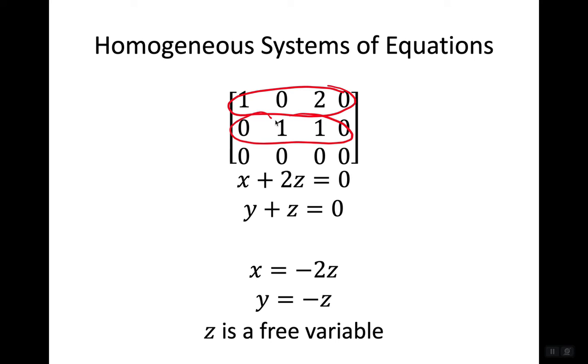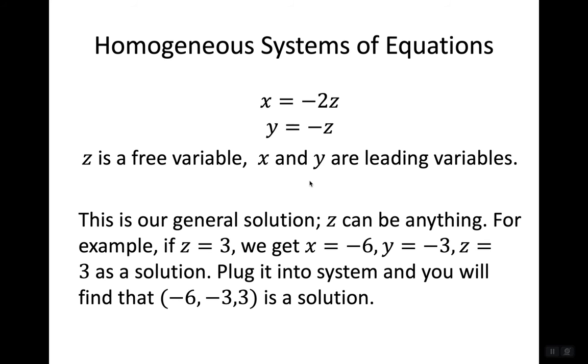So let's get those leading variables on the left side. The leading variables are the variables that have a leading 1, columns that have a leading 1. So x equals negative 2z, y equals negative z. z is a free variable. The z column doesn't have a leading variable in it. This is our general solution.